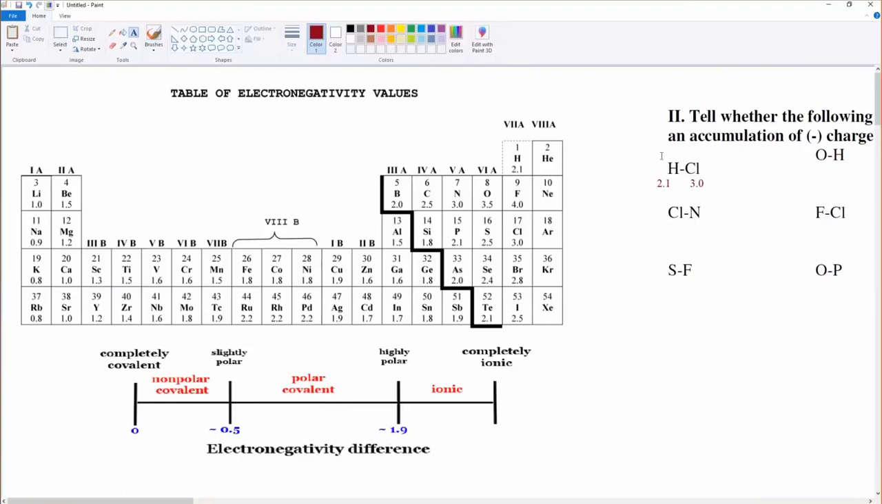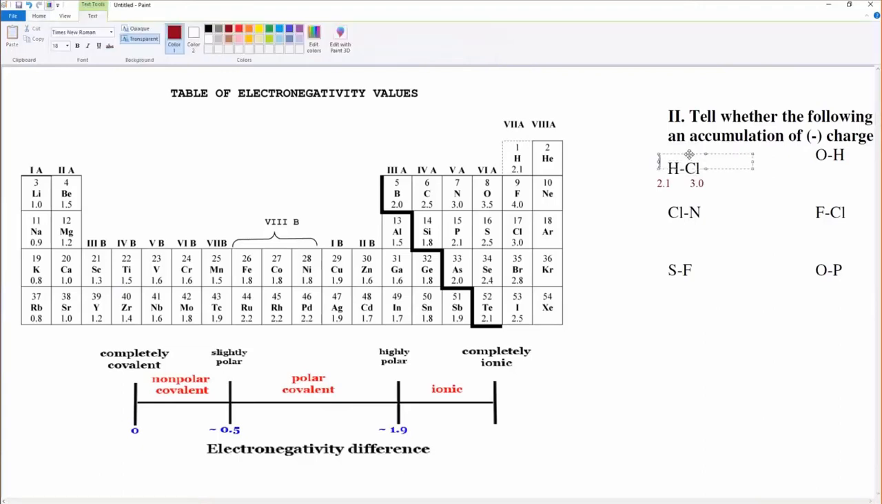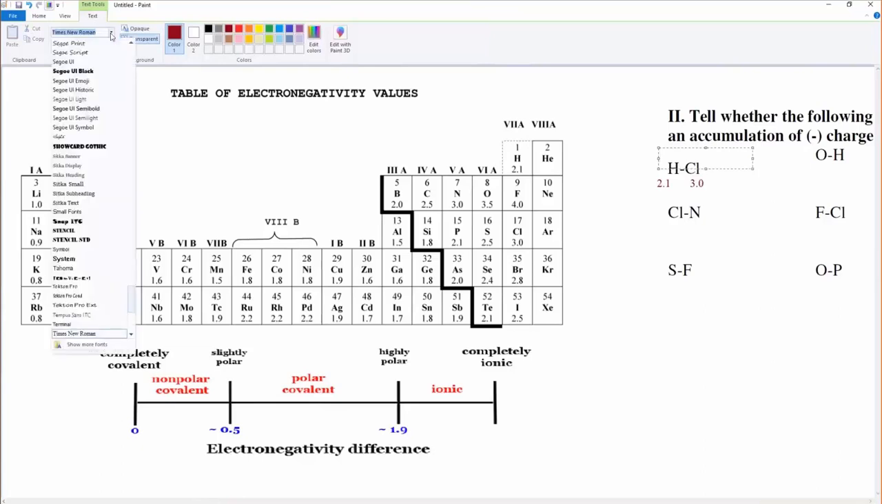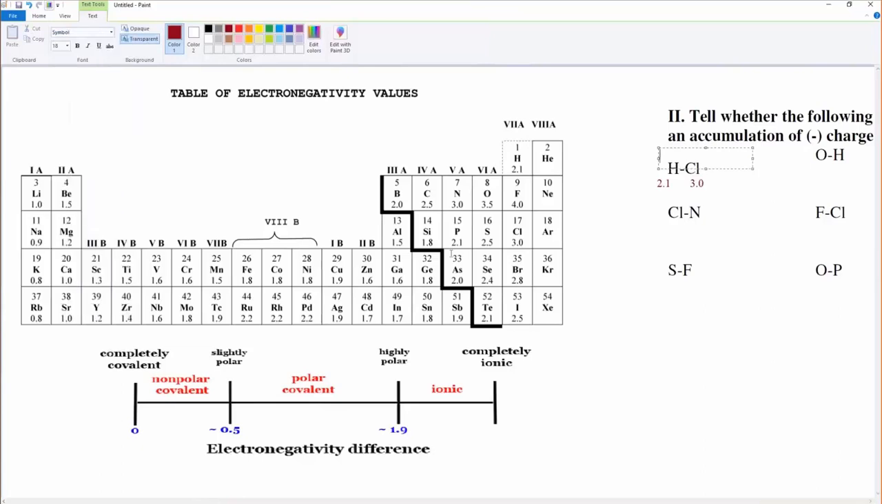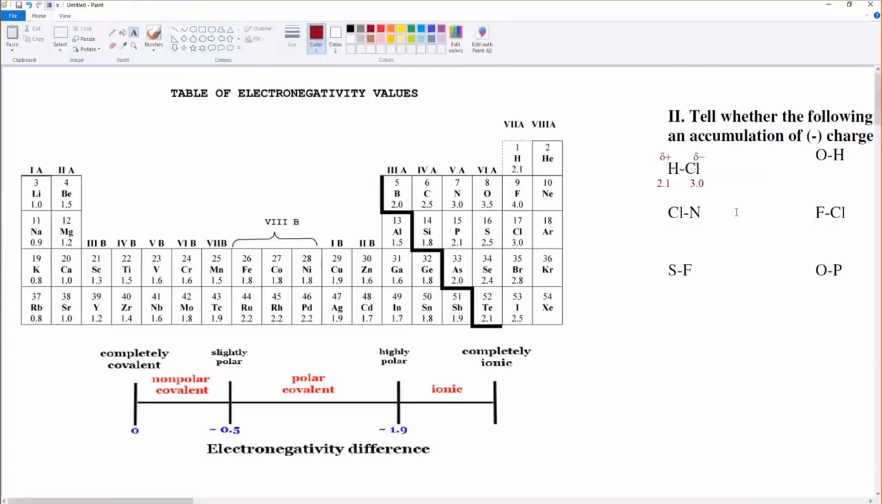And then we can express that by putting a little, you do this in symbol, then it works. The lowercase Greek letter delta, a plus on the hydrogen because it has the lower electronegativity value, and a delta minus on the chlorine because it has the higher electronegativity value. And that shows that it's a polar bond.